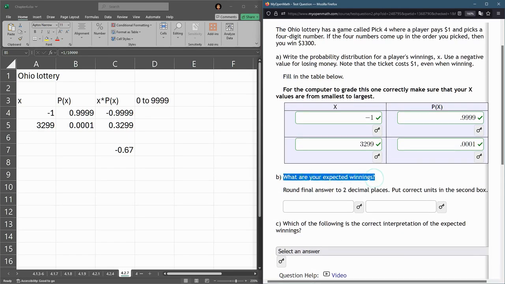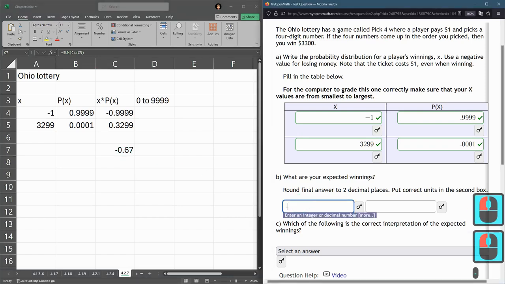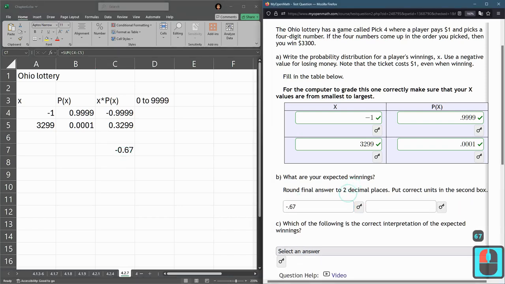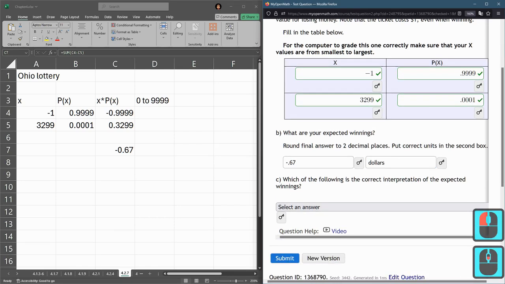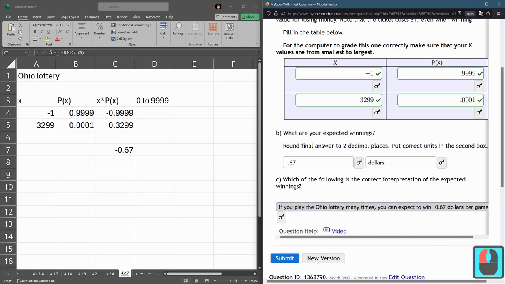What is your expected winnings? Put the units in the second box. So here, expected winnings are negative 0.67. I don't know if they want dollars or the dollar sign, so let's go with dollars here. It's not every time you play that you will lose. Occasionally, you'll win. You have to play a lot to win, which I really don't recommend in this game. If you play many times, you can expect to lose this many dollars per game. They kind of gave away the answer there.